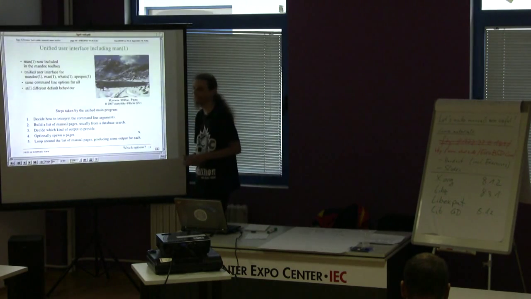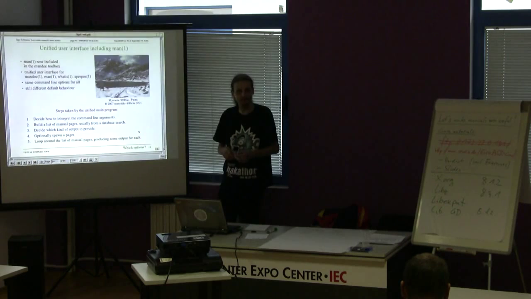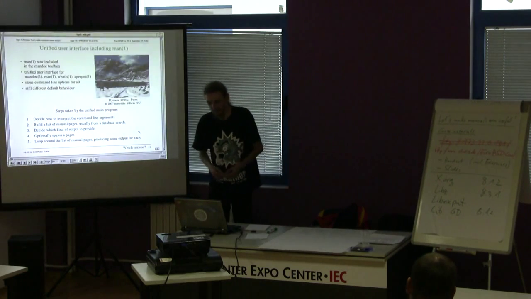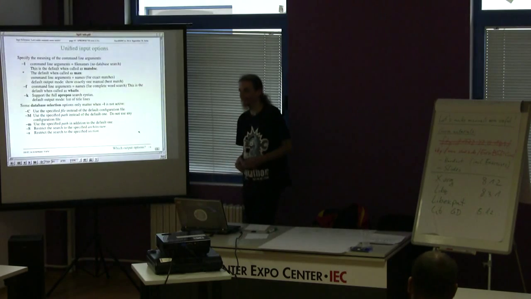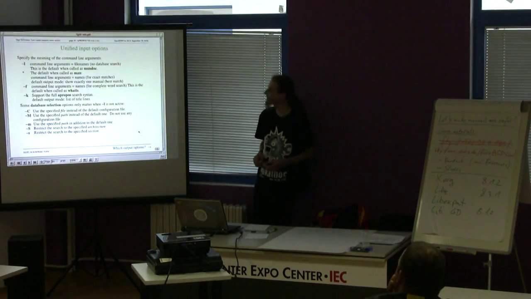They first decide how to interpret your command line arguments, then build a list of matching manual pages, decide which kind of output to provide to you depending on your options, maybe spawn a pager, and finally loop around the list of pages and produce some output for each of them. Let's look at the ways the command line arguments can be interpreted.